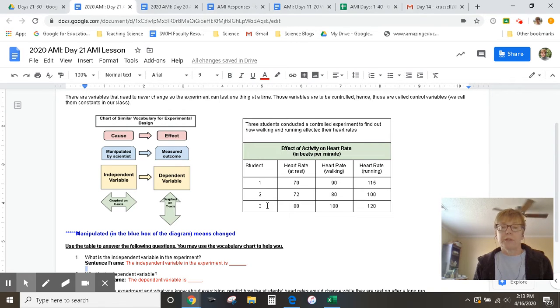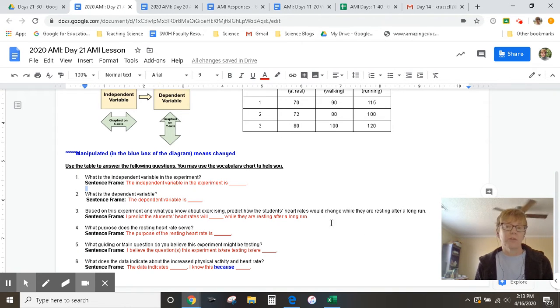You have 3 students. You have their heart rate at resting. That means they're sitting still, not doing anything. They're resting. Heart rate while they're walking, and heart rate while they're running. So this looks a lot like the experiment that we did with our heart rates on Valentine's Day. So you might want to keep some of those things in mind that we talked about then.